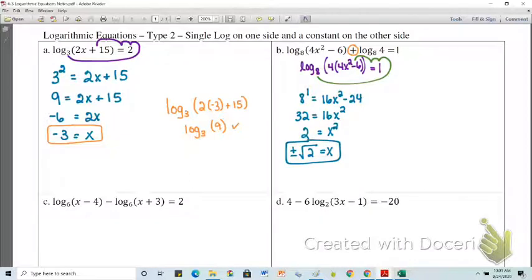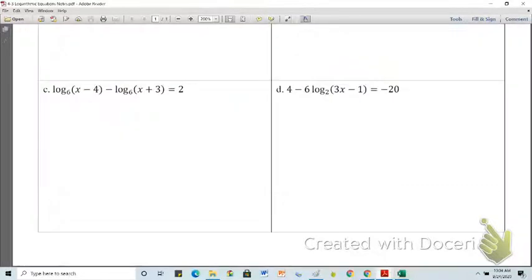Let's look at the last two. So looking at C, I have again a log equals a number. I need to get it down to just 1. So first thing I'm going to take care of is this minus. Minus really, when I combine them, remember, means divide. So I have log base 6 of x minus 4 over x plus 3. And that all equals 2.